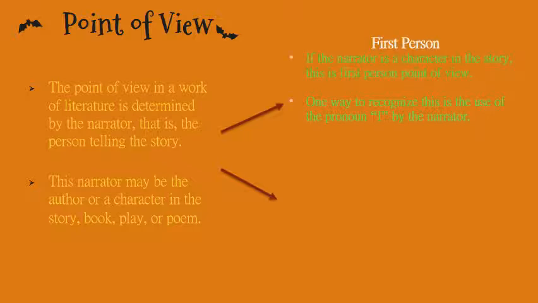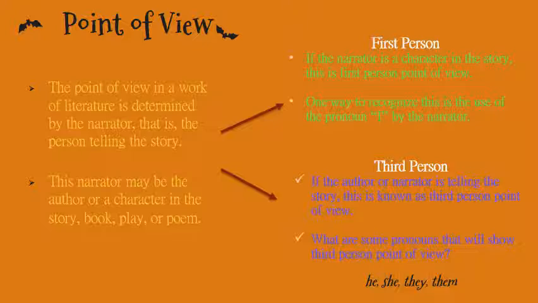First person point of view. If the narrator is a character in the story, this is first person point of view. One way to recognize this is the use of the pronoun I by the narrator. I, my, mine, we, us, ours. Okay, all of these pronouns show me that it's a first person point of view.